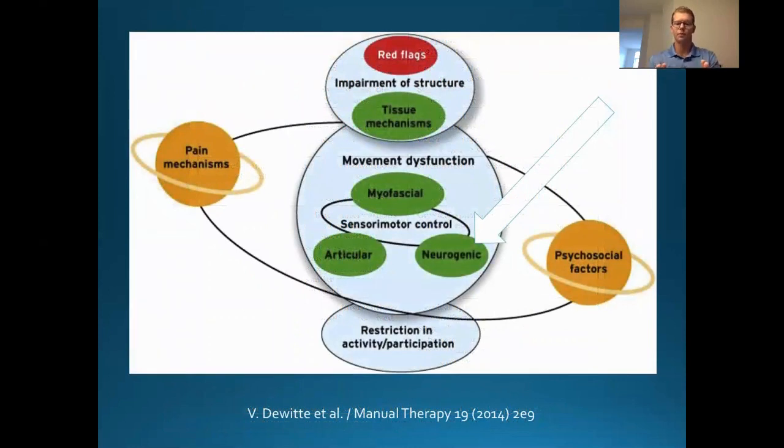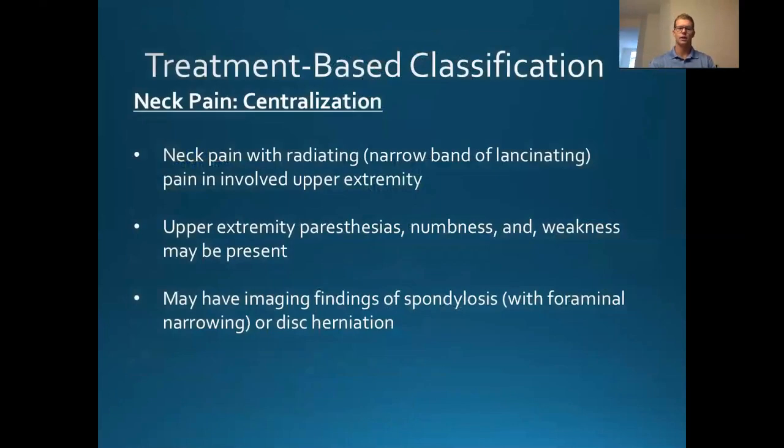So under this movement dysfunction, the general movement dysfunction, we're going to use our treatment-based classification. And the first thing that we're going to look at is the neurogenic criteria. So using the TBC, the neurogenic criteria is going to be someone who falls into the neck pain and centralization category. So remembering nervous system pathology, well, let's use me for an example.